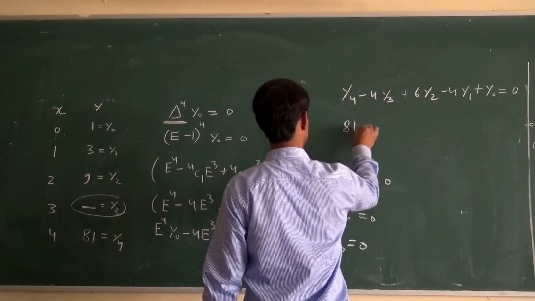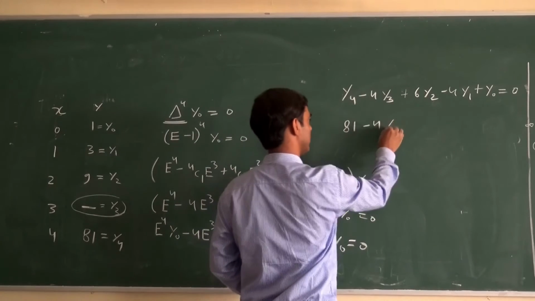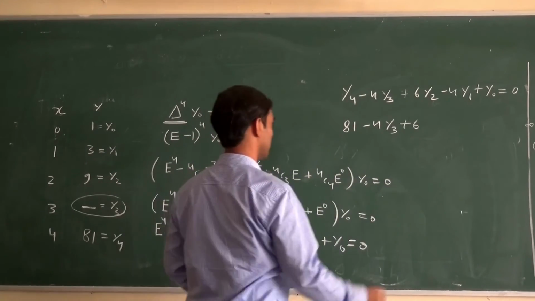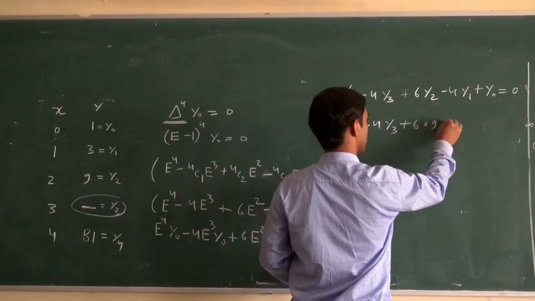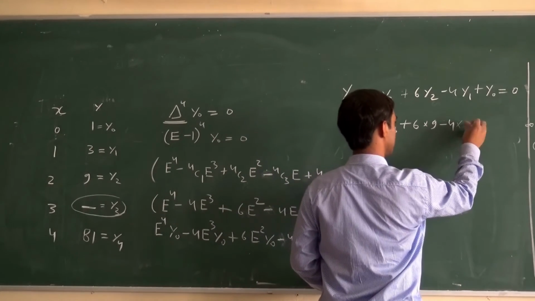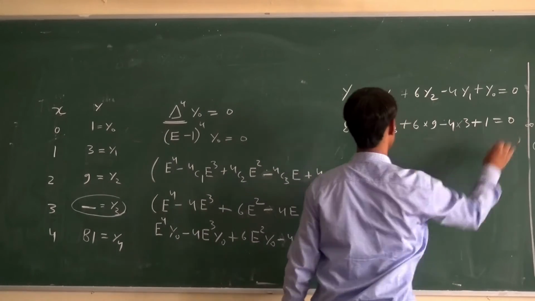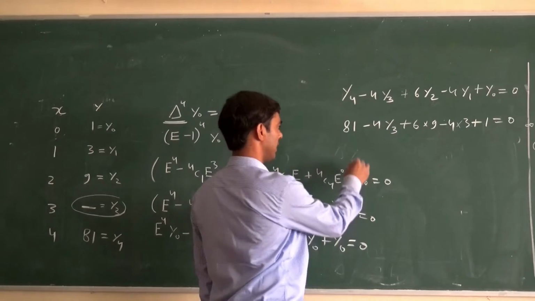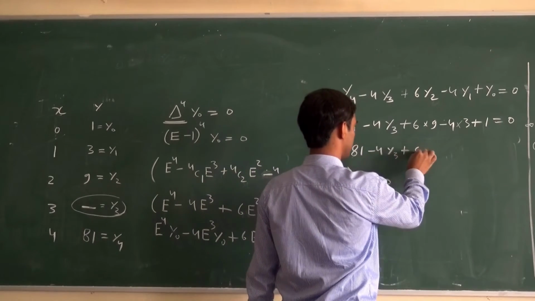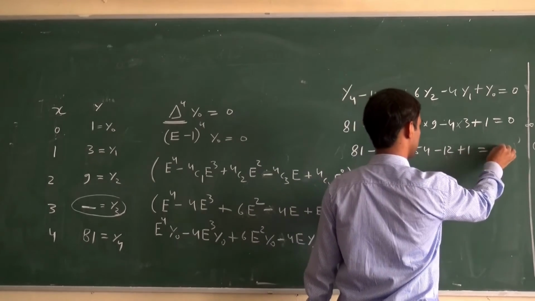So if we put the values here, y4 is 81, so 81 minus 4 into y3. y3 is the unknown value. Here we write y3 plus 6 into y2. y2 is 9, minus 4 into y1. y1 is 3, plus y0. y0 is 1. This equals 0. If we simplify this, 81 minus 4y3 plus 54 minus 12 plus 1 equals 0.